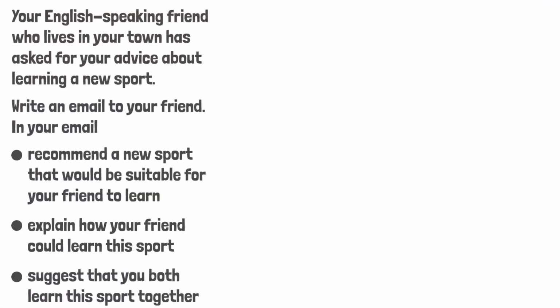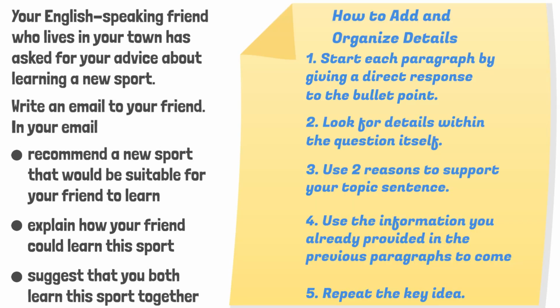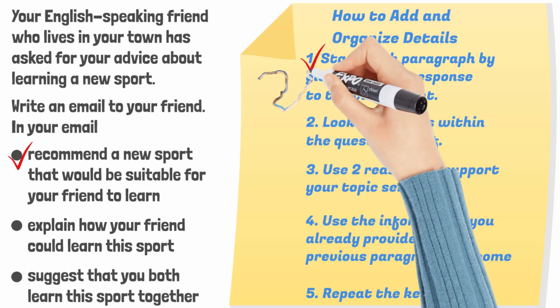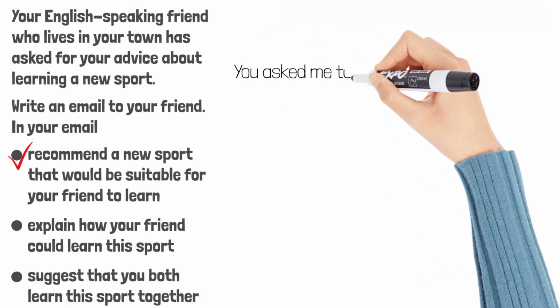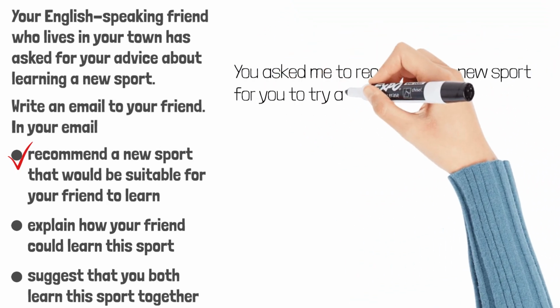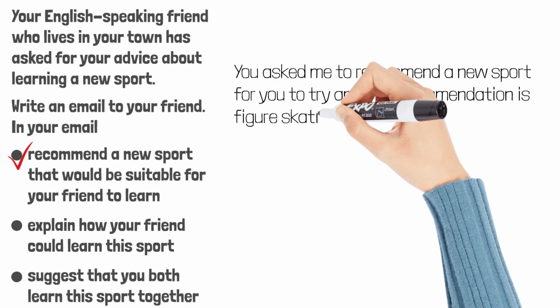Now, let's use what we've just learned to write this informal letter. This letter question is also in Cambridge 17 general training. Remember that we can start each paragraph by giving a direct answer to the corresponding bullet point. The first bullet point asks you to recommend a new sport that would be suitable for your friend to learn. So I will start the first paragraph by saying that my recommendation is figure skating. You asked me to recommend a new sport for you to try, and my recommendation is figure skating.